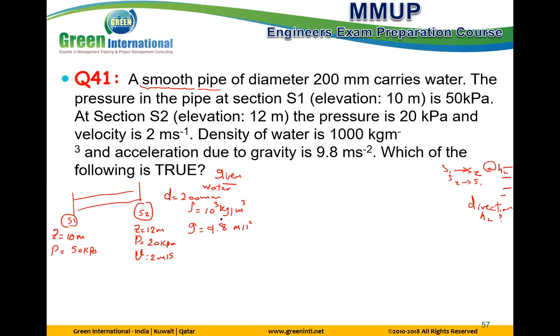Okay, one by one. Write the equation first. How to write the equation? Energy equation: P over gamma plus Z plus V squared over 2g. No pump, no anything. Okay, it means equal P over gamma plus Z plus V squared over 2g plus H losses. Correct? No pump here.